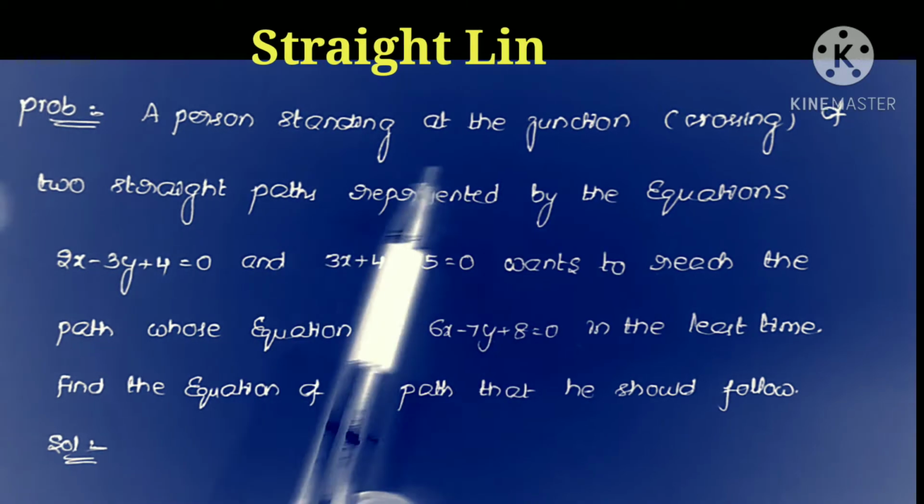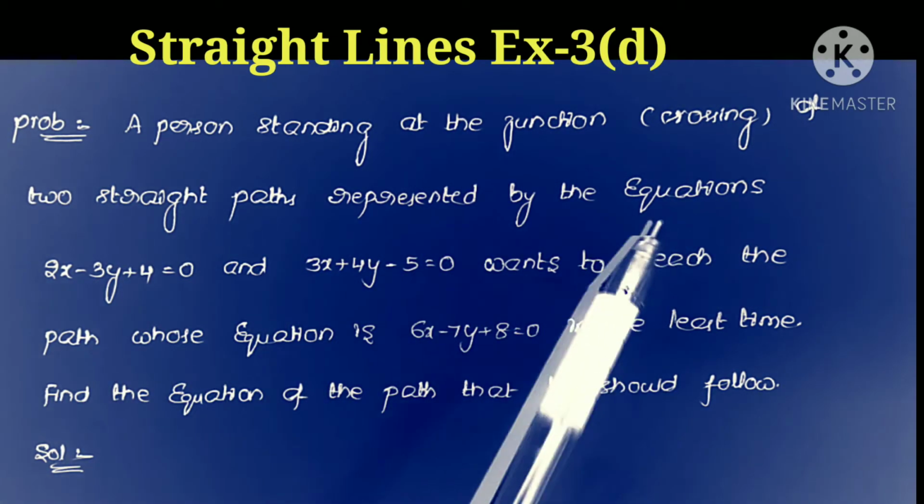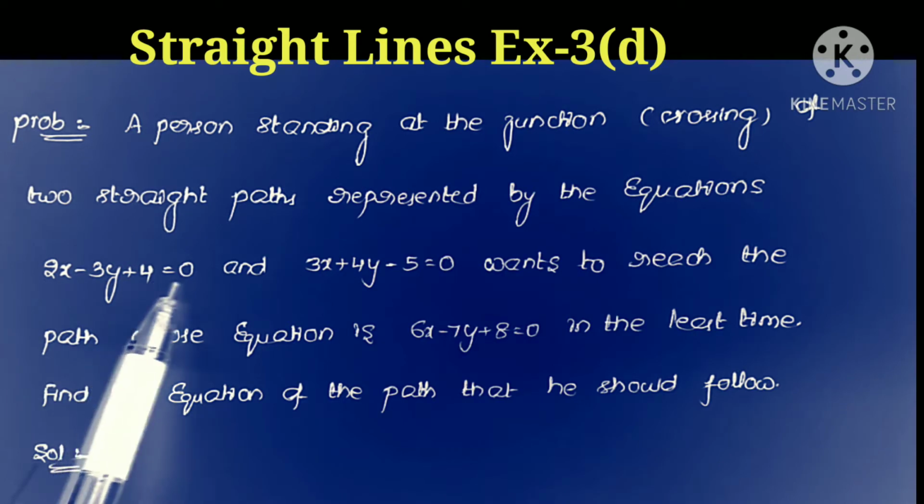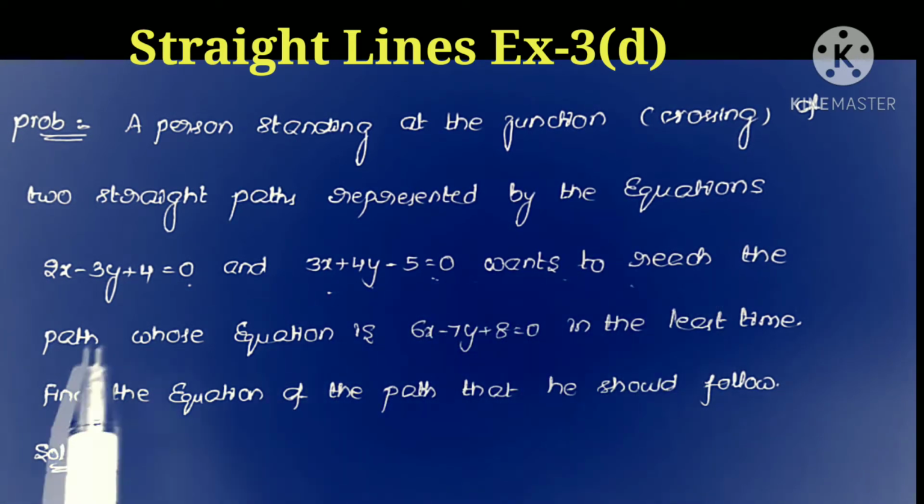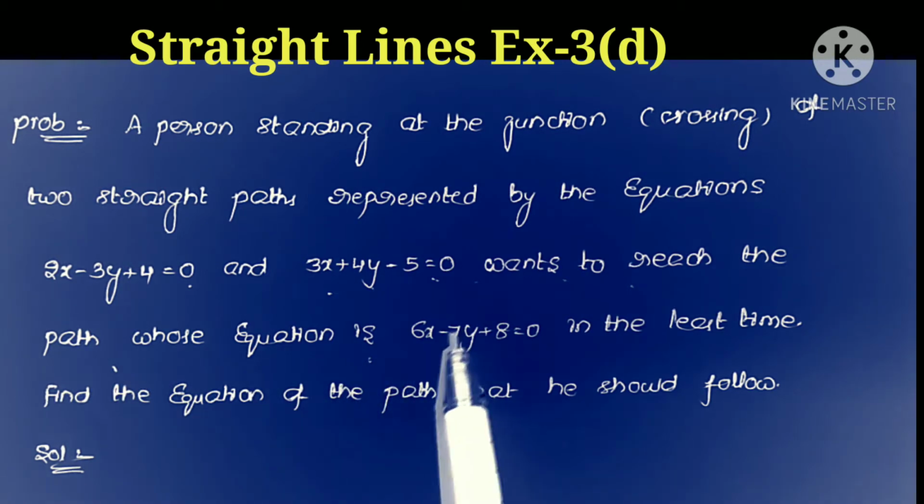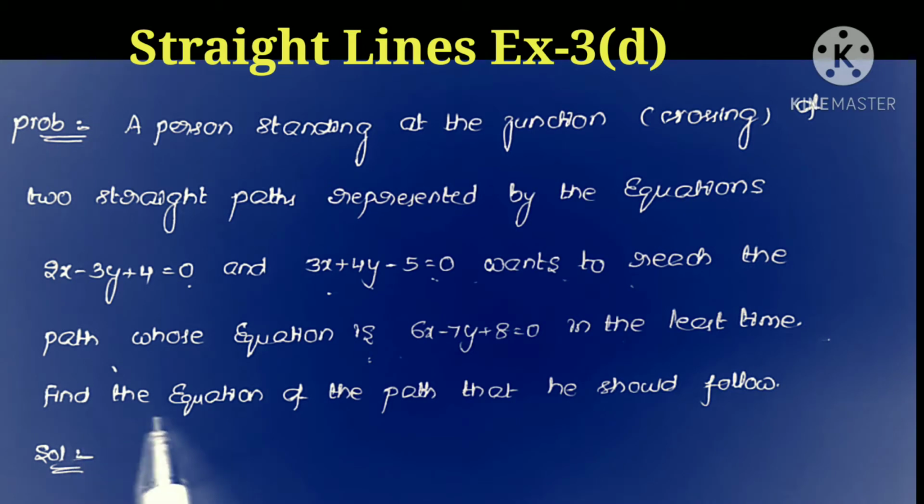First problem: a person standing at the junction crossing of two straight paths represented by the equations 2x minus 3y plus 4 is equal to 0 and 3x plus 4y minus 5 equal to 0 wants to reach the path whose equation is 6x minus 7y plus 8 equal to 0 in the least time. Then find the equation of the path that he should follow.